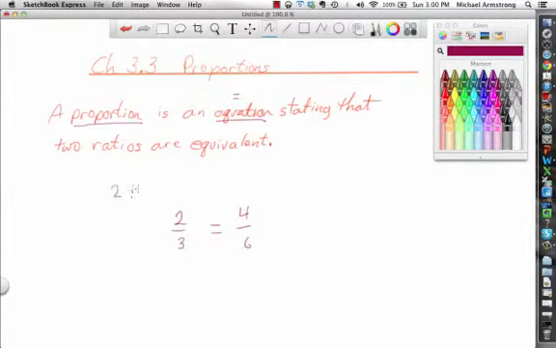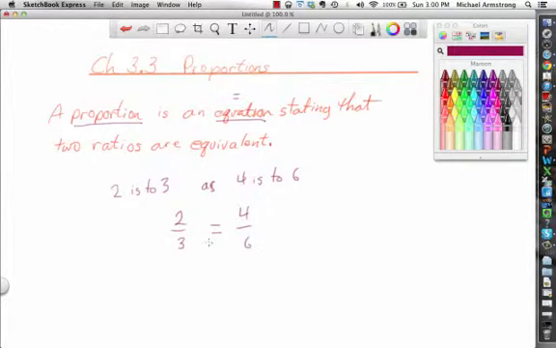So 2 is to 3 as 4 is to 6. So 2 is a little bit smaller than 3, in the same way that 4 is a little smaller than 6. In fact, in exactly the same way.